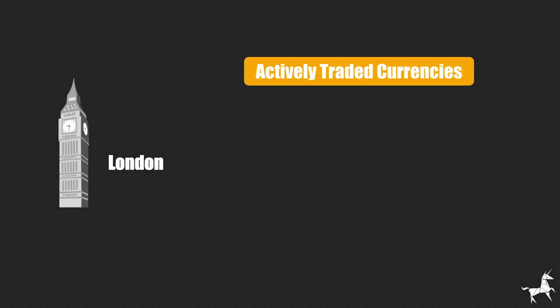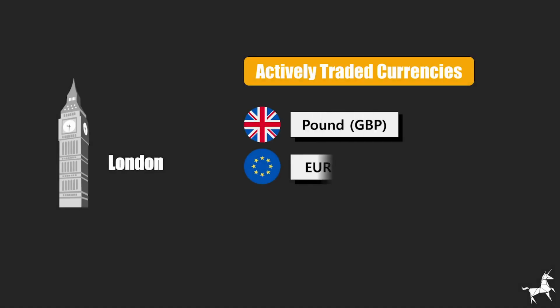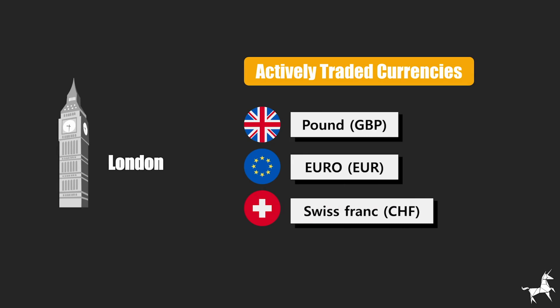In the London session, on the other hand, pound, euro, and Swiss franc are the most actively traded currencies. This means that the price movements of pairs involving these currencies are primarily influenced by their values, as the London market is highly active during this session.